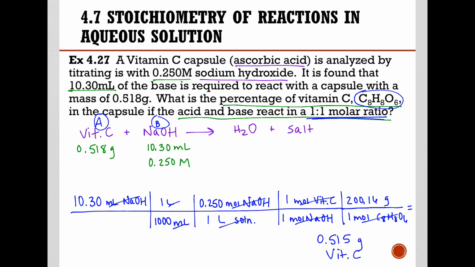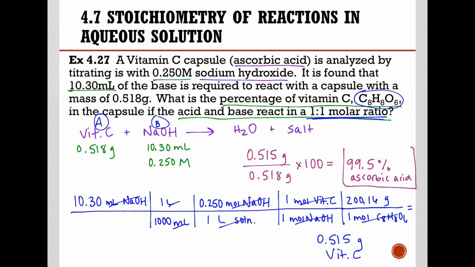So if we want to know the percentage of vitamin C in this capsule, we need to set up a quick division or proportion over here. So we're going to do 0.515 grams of vitamin C divided by the total mass of the capsule, 0.518 grams, multiplied by 100, and that still to 3 significant figures gives us our final answer, 99.5% ascorbic acid. So a good portion of that vitamin tablet is indeed vitamin C.